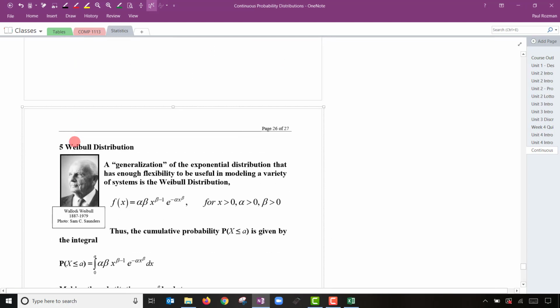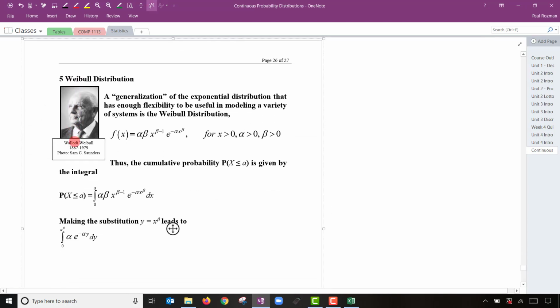The next one, we have one more distribution here, the Weibull distribution. It's a generalization on the exponential. It allows us a lot of flexibility. You can model a lot of things using the Weibull distribution. It has 2 parameters, alpha and beta. And a special case of this distribution is the exponential distribution.